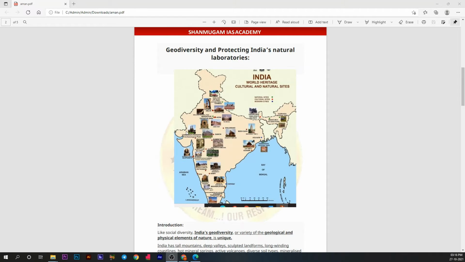Geodiversity here refers to the variety of geological and physical elements of nature such as rocks, soils, fossils, landforms, and so on. Geodiversity and biodiversity, these both constitute the natural diversity of the planet Earth. I have told you what geodiversity is: the variety of geological and physical elements of nature such as rocks, soils, landforms, fossils, everything.